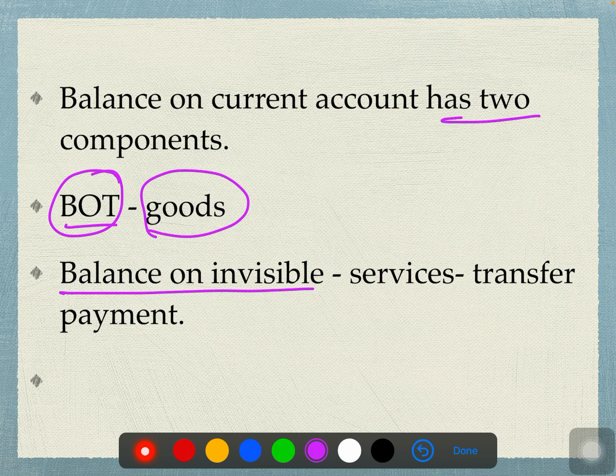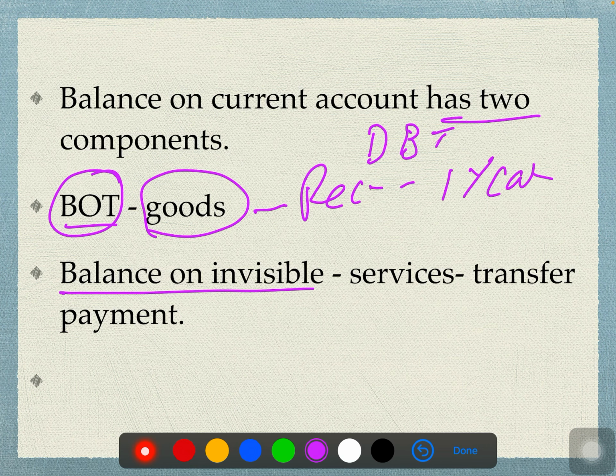Whatever goods you're trading, the goods meaning visible merchandise items, only that record will be maintained. That record will be maintained for one year. That is called BOT, which is balance of trade. So balance of trade also has deficit balance of trade and surplus balance of trade. Exactly like the previous slide we studied, deficit means imports are greater than the exports.